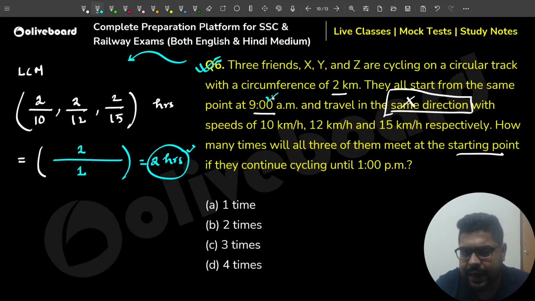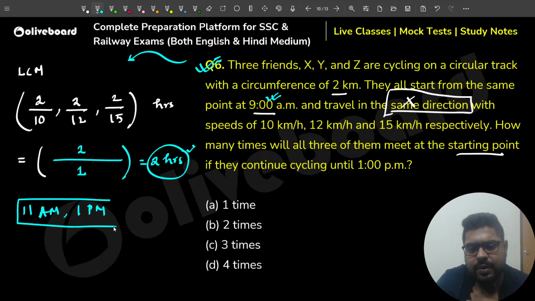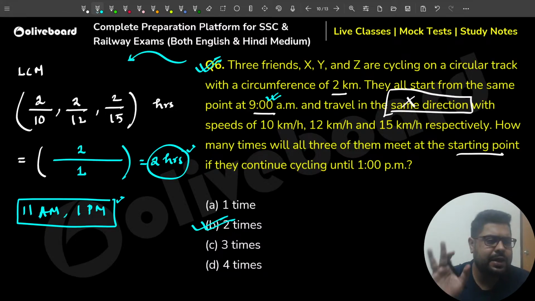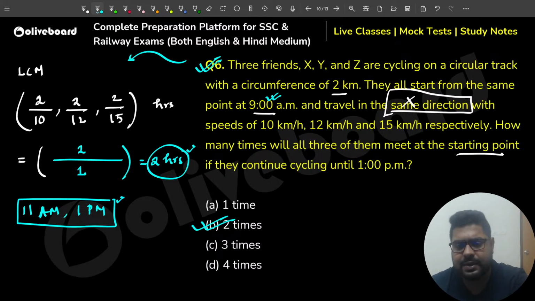They started at 9 o'clock, so the first meeting will be at 11 o'clock. The second meeting will be again after 2 hours, at 1 p.m. So until 1 p.m., all three will meet at the starting point twice. Every 2 hours they will meet at the starting point. Clear, everybody? Again, this is not a very difficult question at all.